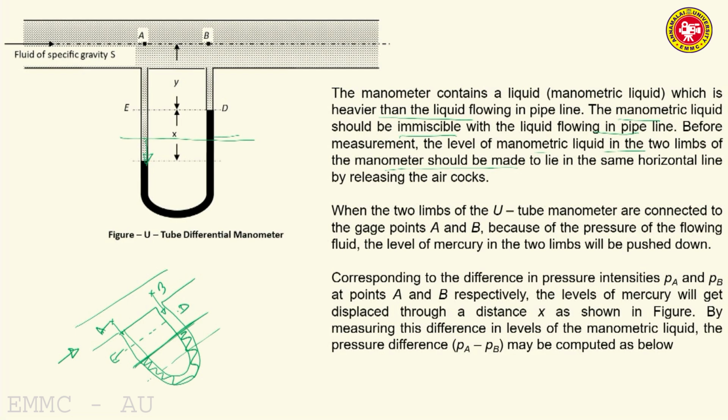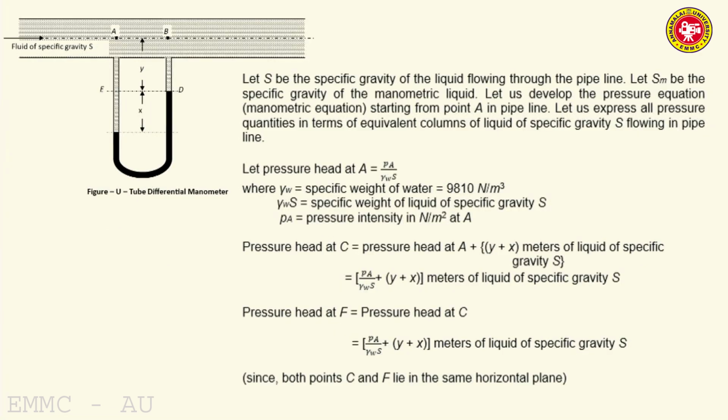So corresponding to the difference in pressure intensities PA and PB at points A and B respectively, the levels of mercury will get displaced through a distance x. So this is the displacement, or deflection, of the manometric liquid, or mercury, in the U-tube manometer. By measuring this difference in levels of the manometric liquid, the pressure difference may be computed as below. So we can develop the manometric equation step by step.